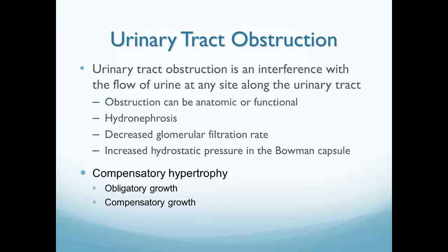At the bottom of the page, it talks about having some compensatory hypertrophy occurring in the kidney as a result of having obstruction. So the kidneys are trying to compensate by overgrowing, so that they can push more urine out or filter more urine out of the kidney itself.